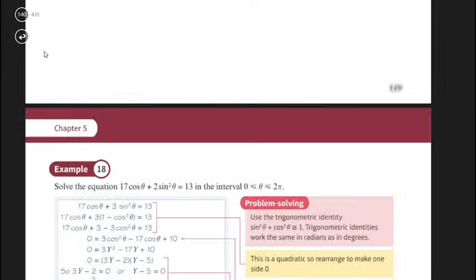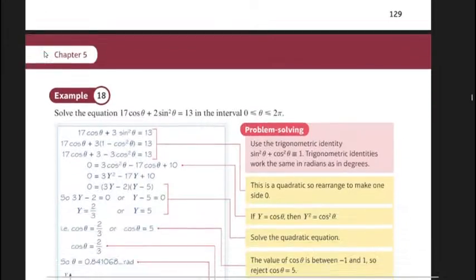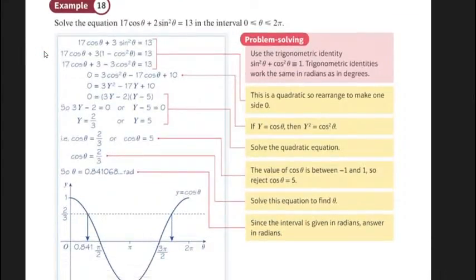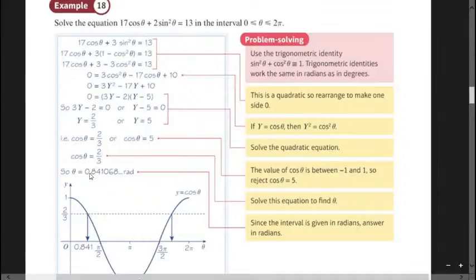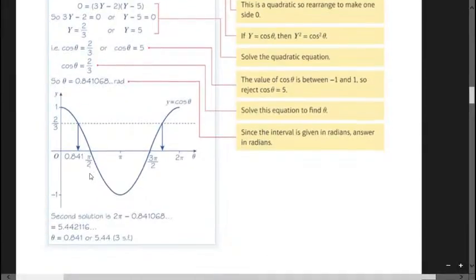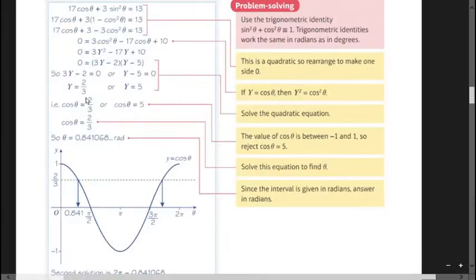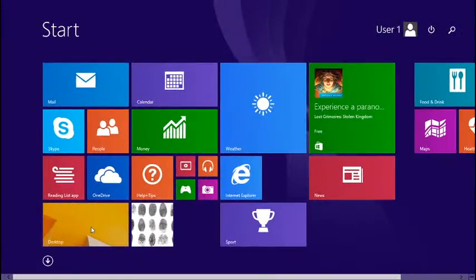The method in the book might be slightly different, so we're just going to ignore that. And what we've got is theta is 0.84, and then you've got your 2 pi take away 0.84 to give you a second angle of 5.44. So the first angle doesn't seem quite right, so let's just double check. It's 3y squared minus 17y plus 10 for the equation. So let's just see what's gone wrong there.